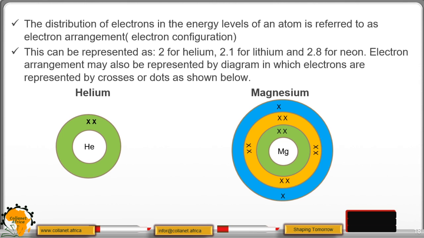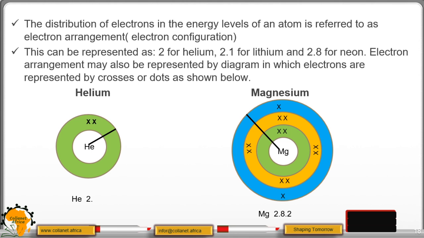So in this case, magnesium has 3 energy levels, meaning it belongs to period 3 of the periodic table. It has 2 valence electrons in the outermost energy level, hence it is in group 2. Helium is also in group 2 because it has 2 electrons in the outermost energy level, known as valence electrons. It has 1 energy level, so it is in period 1.